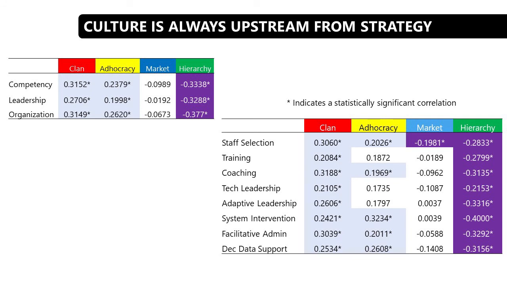And the drivers are the 9 things that you see on the screen, ranging from staff selection, training, and coaching, all the way through facilitative administration and decision data support. And those are essentially the 9 evidence-based drivers of implementation science from the National Implementation Research Network. The idea is that organizations that do better on these domains have higher implementation success in implementation science.